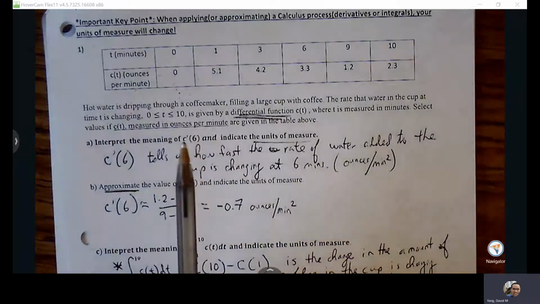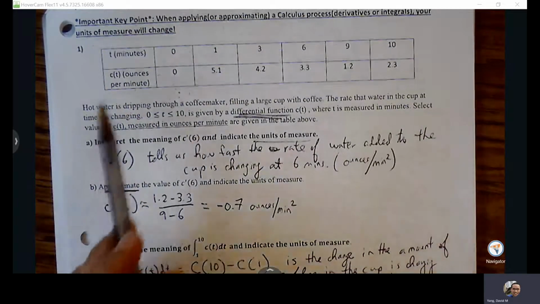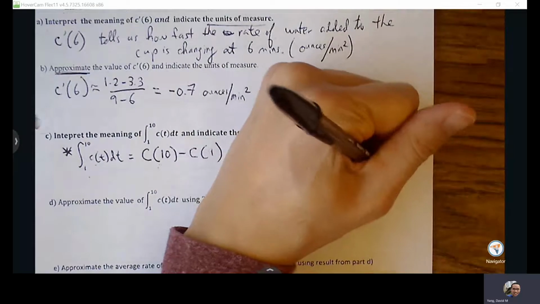So we know that we're starting off with ounces per minute. If we take the antiderivative, we're going to strip away that denominator, and it's only going to be in terms of ounces.